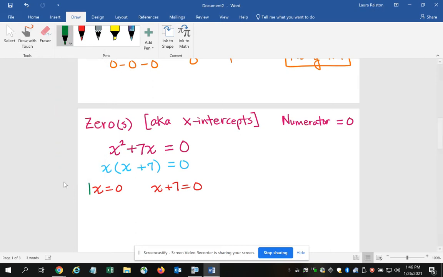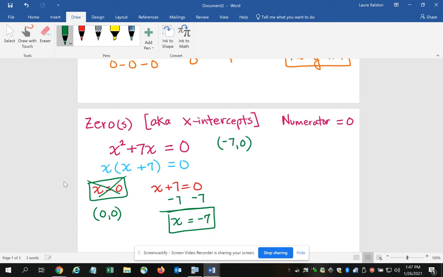Again, we're trying to solve for x. The first piece is already solved for x and would give us the ordered pair (0, 0). But we also determined earlier that you couldn't have a value for 0, so really this is kind of an extra solution. Then we solve the other one. We subtract 7 from either side and we get x equals -7. So as an ordered pair, you would have (-7, 0) as your x-intercept or your zero.